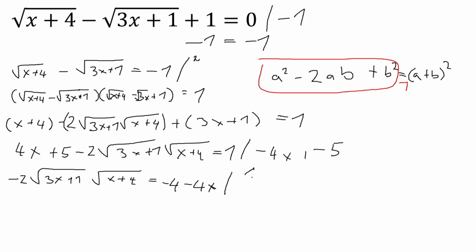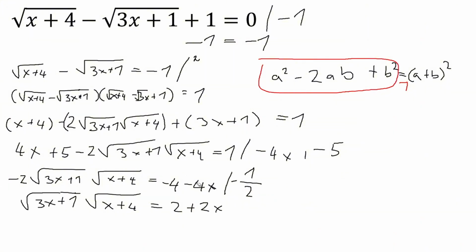Now what we can do is multiply the entire equation by 1/2 or divide it by 2. It doesn't really matter which one you do. I personally like fractions, so I'm going to multiply it by 1/2. We can actually multiply by the negative of 1 over 2. So that'll be the square root of 3x plus 1 times x plus 4 is equal to 2 plus 2x.